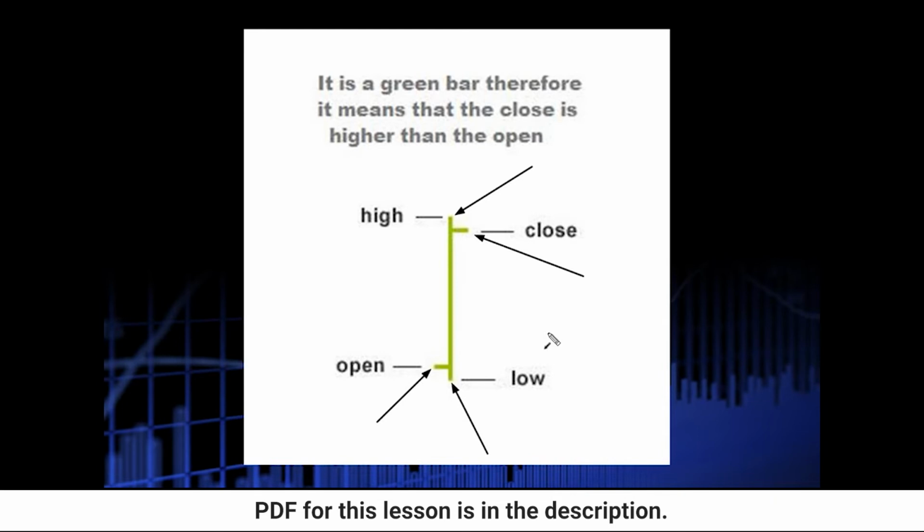Now this is a green bar, therefore it means that the close is higher than the open. The green bar represents an up bar, meaning price rose in that time period. So any time the mark on the right hand side, which is the close, goes higher than the mark on the left hand side, which is the open, the bar is green. If the price of the currency dropped to lower than this point here, which is the open, and it went even lower, this bar would turn red.